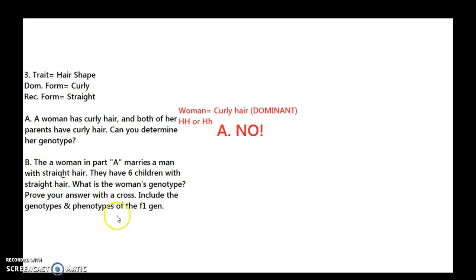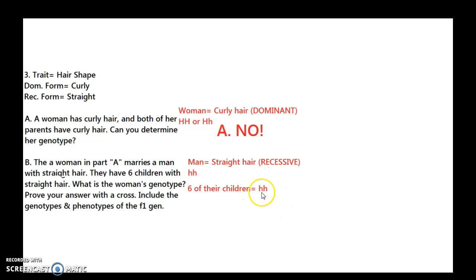B asks, the woman in part A that we're talking about marries a man with straight hair, and they have 6 children with straight hair. What is the woman's genotype? Can you tell now? Prove your answer with the cross and include the genotypes and phenotypes of your offspring. So the man has straight hair, so that's recessive. So he has to be homozygous recessive. So mom is either this or this. Dad is definitely this. So how many Punnett squares do we need to do? This combination is 1, and this combination is 2.